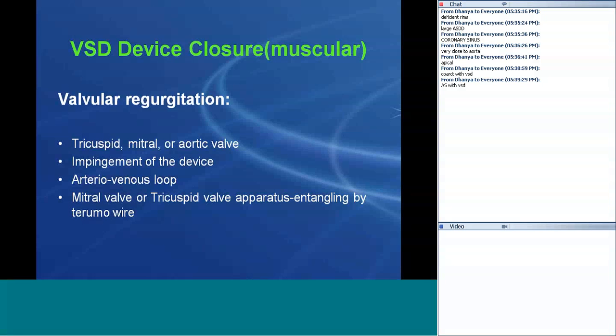So we need to be very careful when we are doing these procedures, keeping an eye not only on the device but also on what we are doing with the rest of the adjacent structures. That is very, very important because the device can impinge on any of the adjacent structures and can cause problems. Sometimes we have seen one of the leaflets of the tricuspid valve getting stuck by the RV disc of the VSD device. In that case, you have to retrieve the VSD device again, form the loop again, and redo the whole procedure, and thereby you can get rid of the problem.